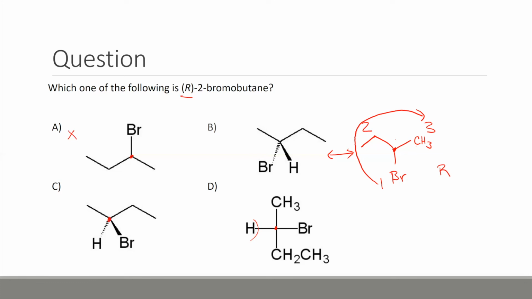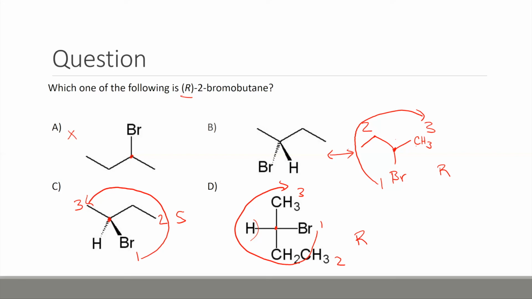This molecule, again, bromine is 1. This is 2. This is 3. So this is rotating counterclockwise. It is an S configuration. Now our Fischer projection, if we label this 1, 2, 3, this would also be rotating this way, which is clockwise, meaning this is also in the R configuration.